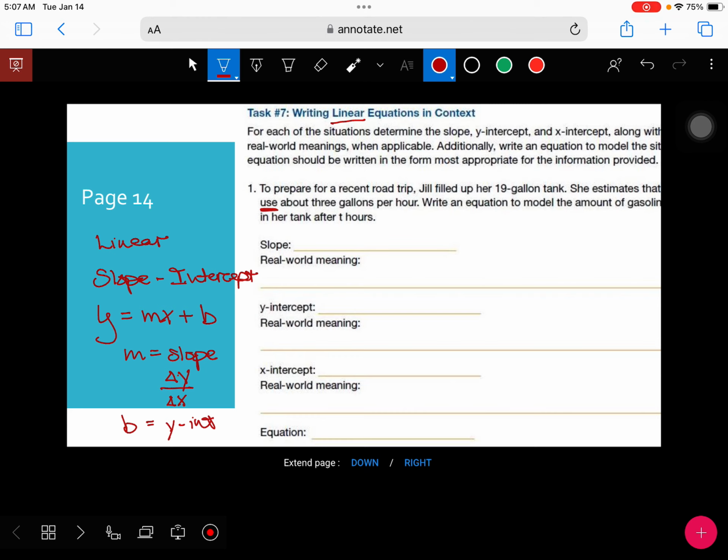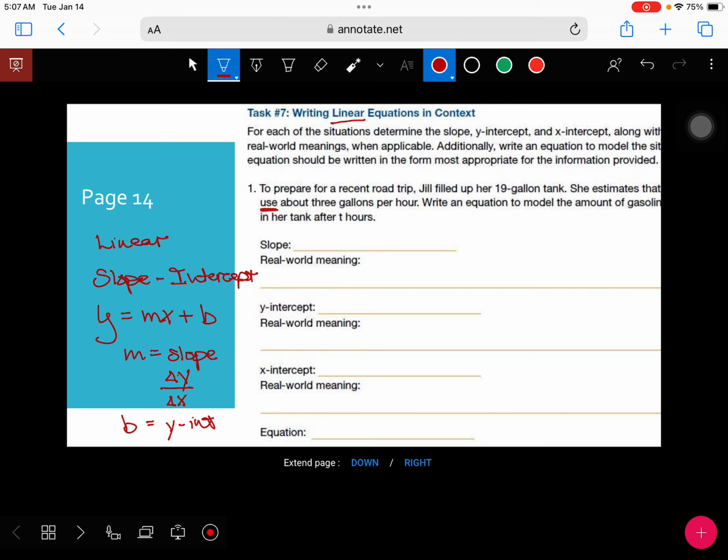So if you think about that, if she is using up the gasoline, is the amount of gasoline increasing or is it decreasing as she's using it? Yeah, it is decreasing. Okay? Write an equation to model the amount of gasoline in her tank. All right, so let's think about this.